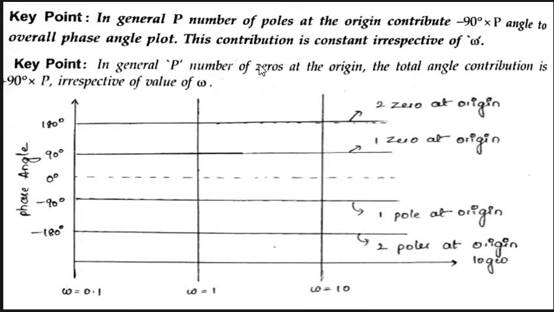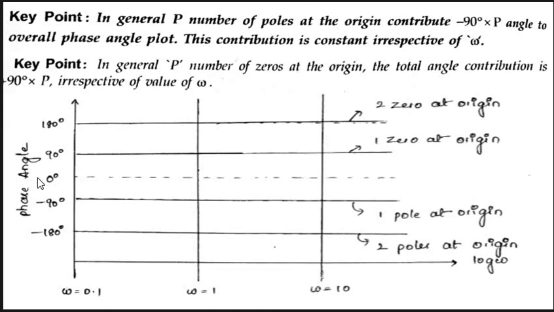And similarly for zeros. If one zero is there, it will contribute plus 90 degrees, so the line is drawn at plus 90 degrees. If two zeros are there, plus 90 into 2, that is plus 180 degrees, so we can draw the line at plus 180 degrees. So this is the phase plot for two zeros at origin, like that we can draw.